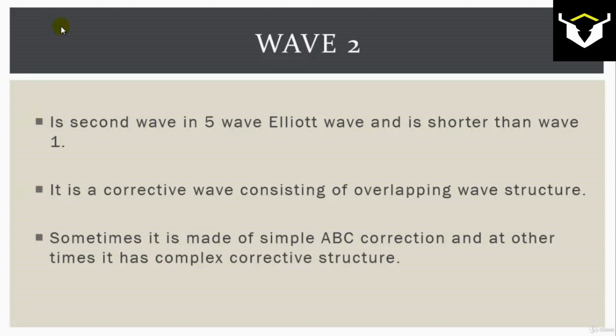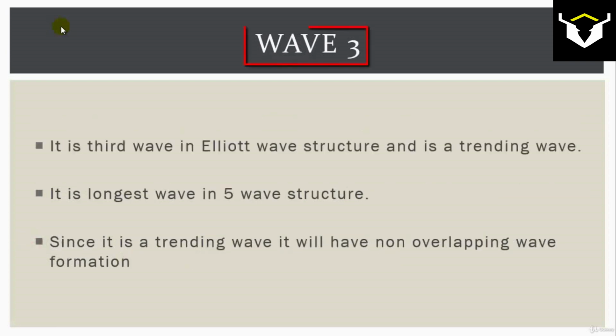Wave 2 is also a corrective wave consisting of overlapping wave structure. So usually or mostly, wave 2 will unfold itself in a simple ABC correction or some other kind of complex correction. Nonetheless, wave 2 is never greater than wave 1 and it is a corrective wave structure. Wave 3 is the third wave in Elliott wave structure and is a trending wave structure. Wave 3 is also the longest in the 5-wave structure.